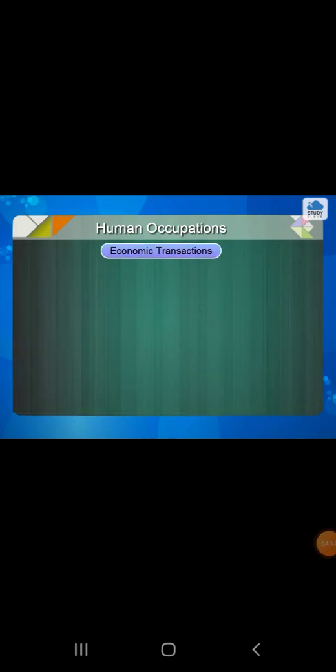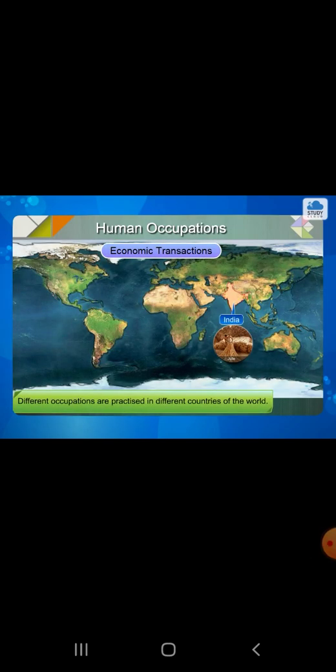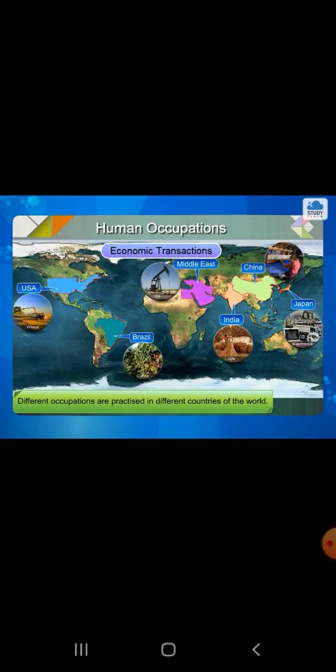Economic transactions. Different occupations are practiced in different countries of the world. Through these occupations, economic transactions occur within a country and between various countries. These transactions decide a country's production of various goods and their annual income. This, in turn, is used to decide the extent of the country's development.